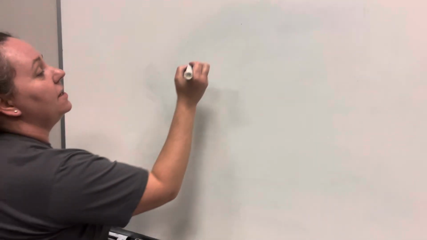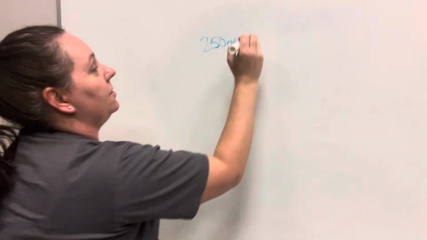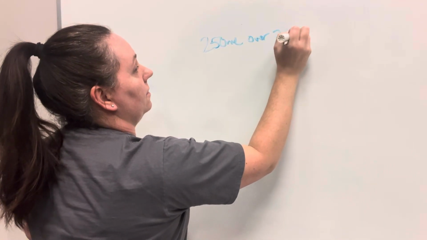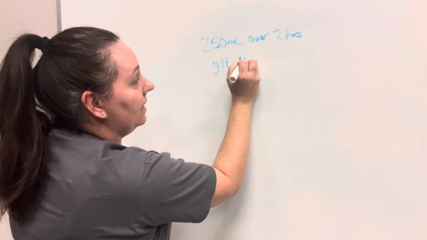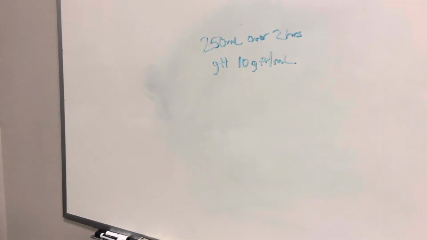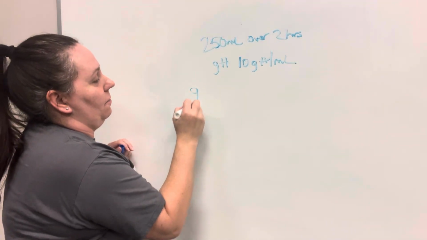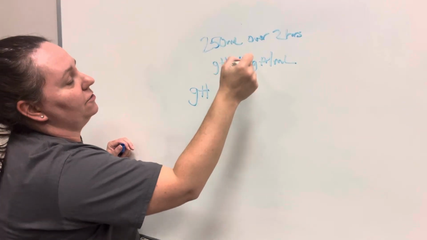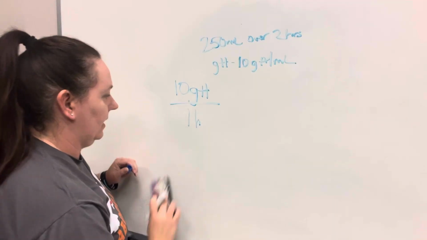So now if we want to do drips per minute for someone, say we want to infuse 250 milliliters over 2 hours with a drop factor of 10 drops per milliliter. All right, we want to do drops per minute, so we start on the left side of our equation with drops. So what do we know is a drop? Our drop factor is 10. That's per 1 milliliter.